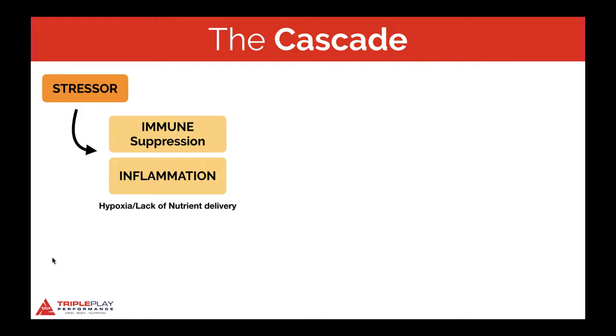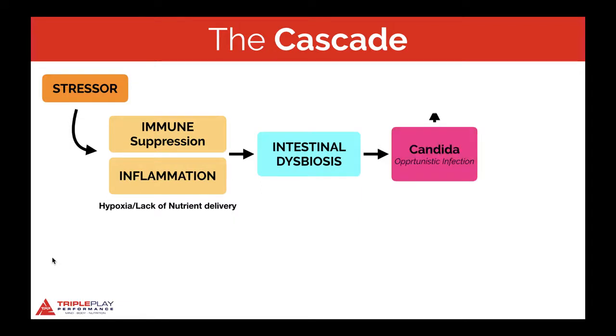So a stressful event happens and the immune system drops and inflammation rises. Okay? Also, you get a state of hypoxia, or lack of oxygen, which then turns into a lack of nutrient delivery. This then causes what's called intestinal dysbiosis, which is a fancy word for the balance of the microorganisms in your gut becoming out of balance. That's dysbiosis, which then allows Candida, which naturally lives there but is kept at bay when you have balance in the microbiome.